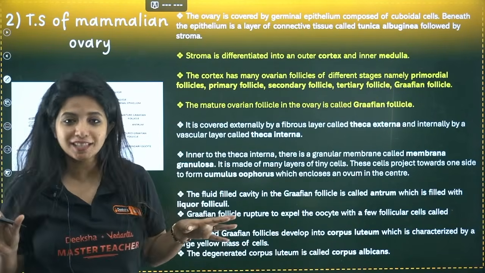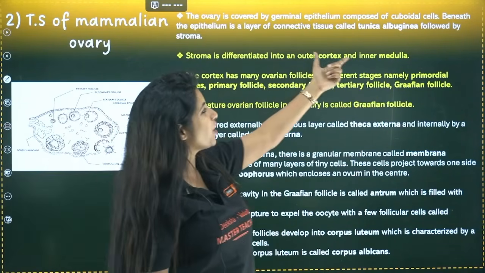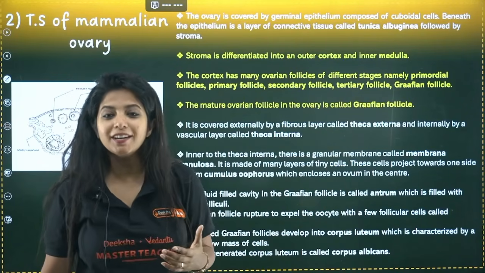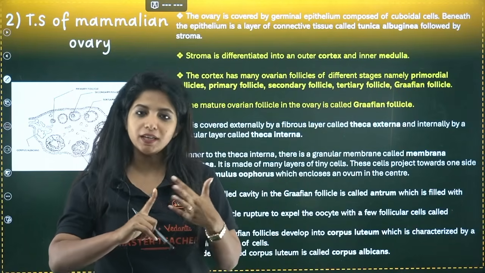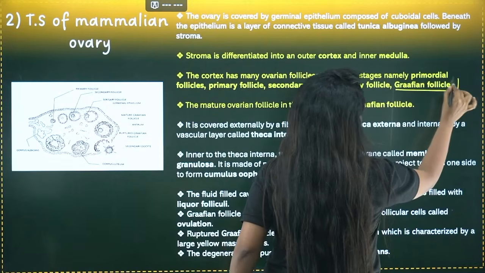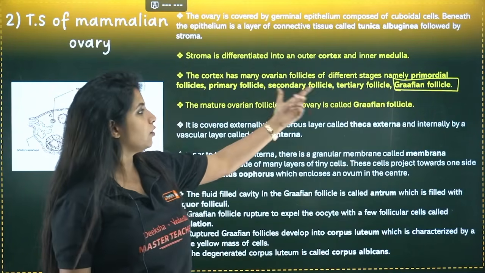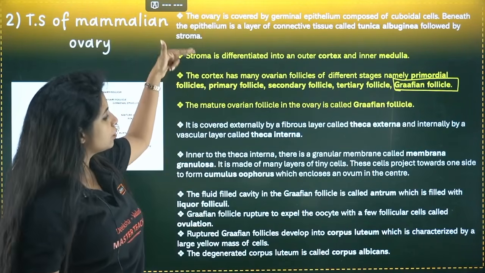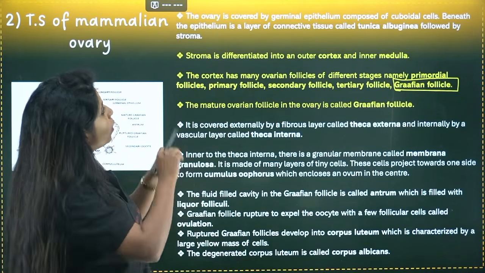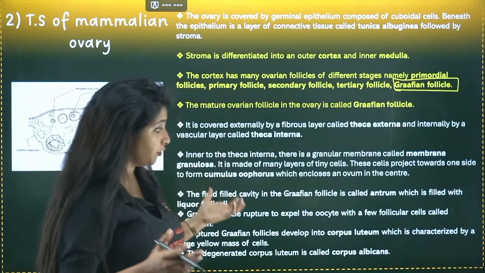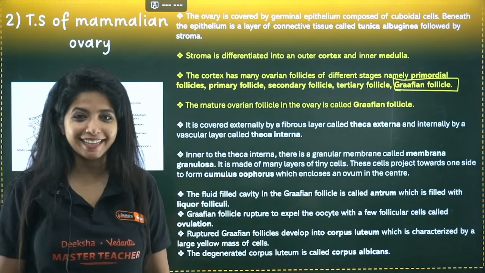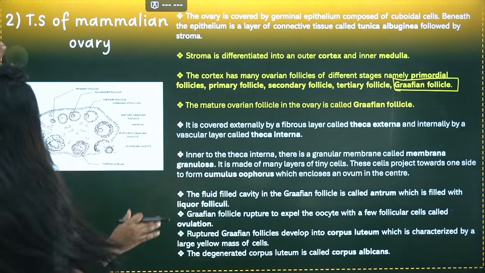Again, let's spot the easiest points in a lab manual. Stroma is differentiated into outer cortex and inner medulla. I already told you. The cortex has many ovarian follicles. We studied about it in your NCERT. Primary follicle, secondary follicle, tertiary follicle, and the last one, the mature follicle that you have, is what? Graafian follicle. So the mature ovarian follicle is known as Graafian follicle. You just need to write 2 points. You can also add 1 more point. That's all. And you can also mention that the outer layer is known as germinal epithelium, if you want. Done. This is TS of mammalian ovary.